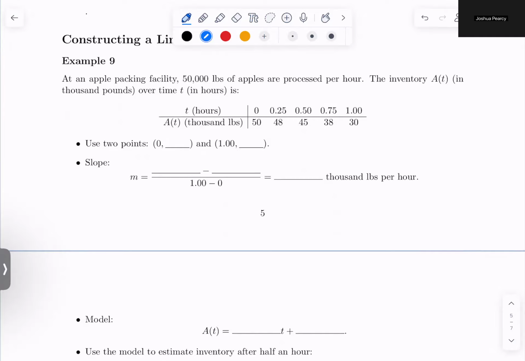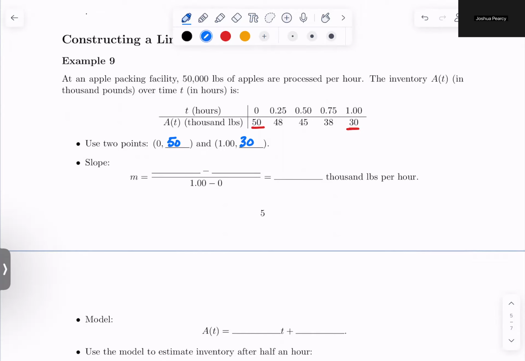So it says use 2 points. So we want to use whenever t is 0. So when t is 0, the value of A(t) is 50. So here we're going to have 50. And then whenever t is 1, we have 30. So this will be 30. There we go. Now we want to find the slope.